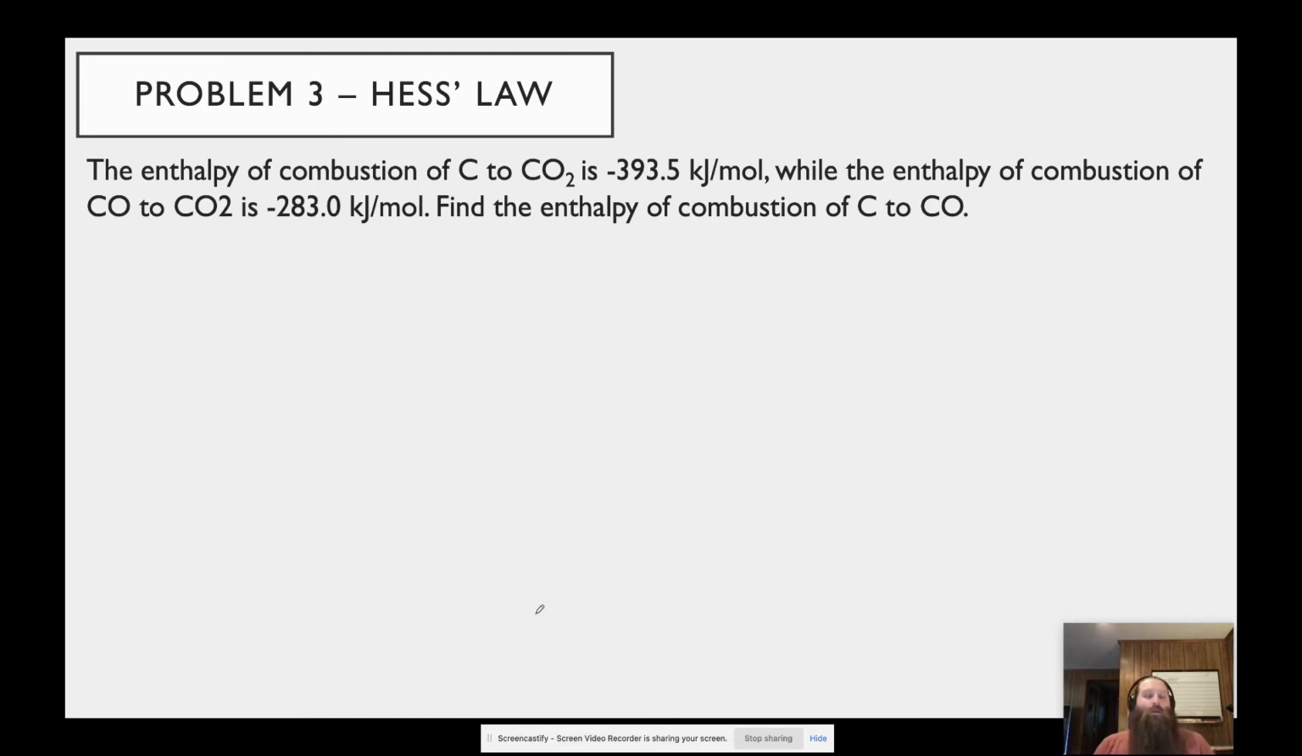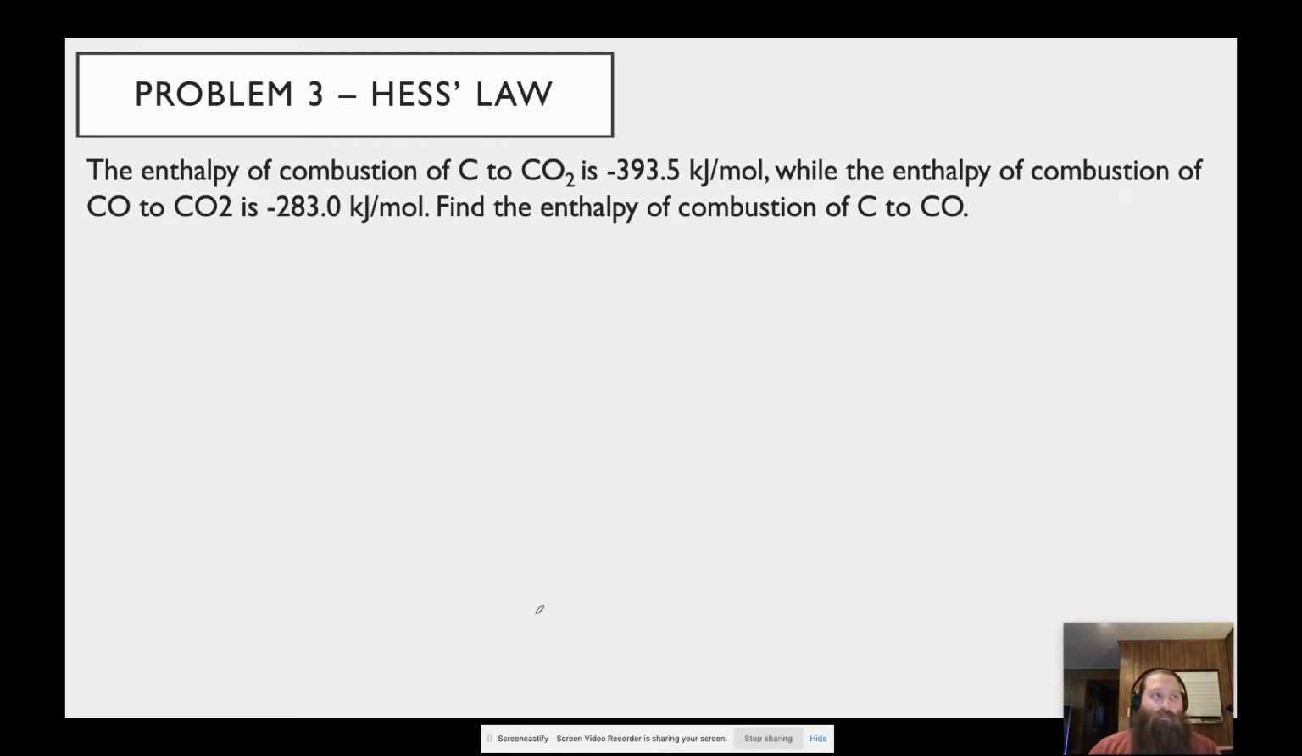All right. The third question is going to be a Hess's law problem. Now, Hess's law can be a little bit daunting, but it's really not that big a deal, okay? So the question says, the enthalpy of combustion of carbon to carbon dioxide is negative 393.5 kilojoules per mole, while the enthalpy of combustion for carbon monoxide to carbon dioxide is negative 283 kilojoules per mole. Find the enthalpy of combustion for carbon to CO.